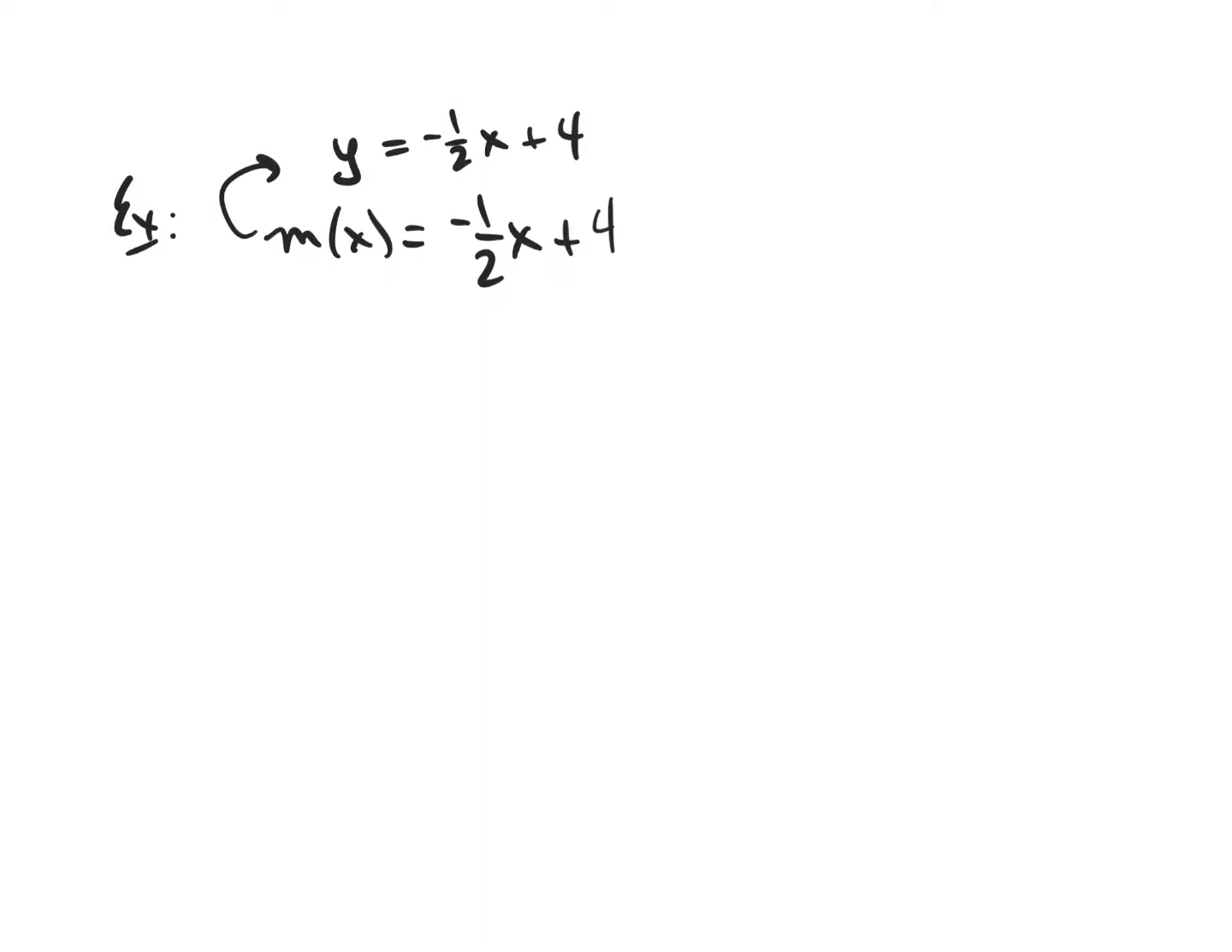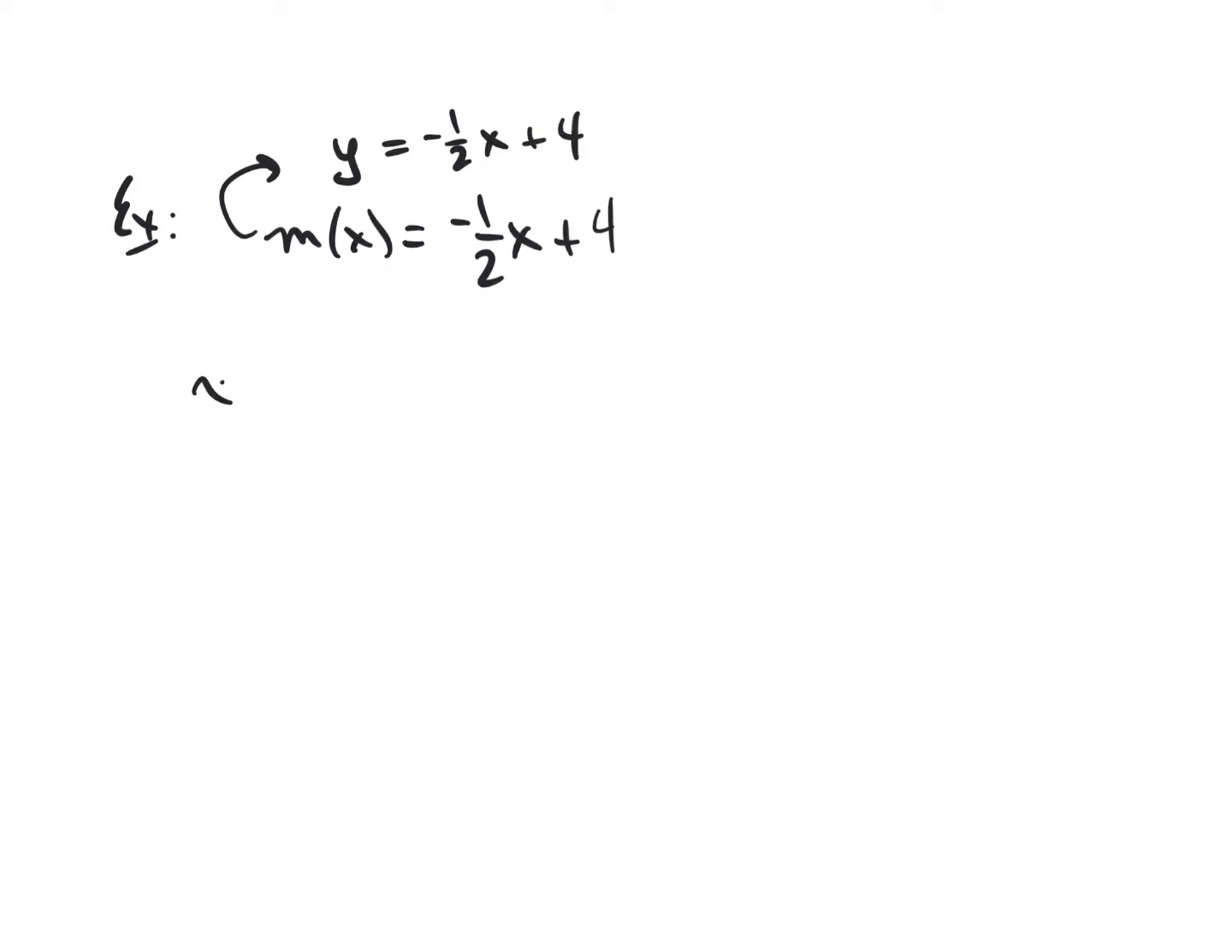So one last example, and just for the heck of it, I'll give this a different name, so I'll call this one m of x. And this one I'm going to graph this function, -1/2 x plus 4. Okay? So again, this is essentially the same as if we would have last week drawn y equals -1/2 x plus 4. Those just mean the same thing.